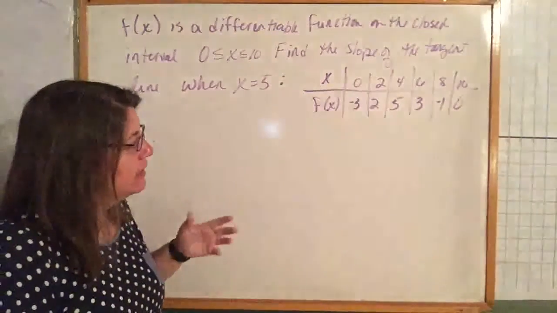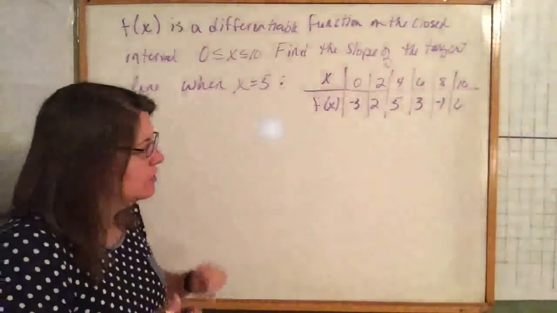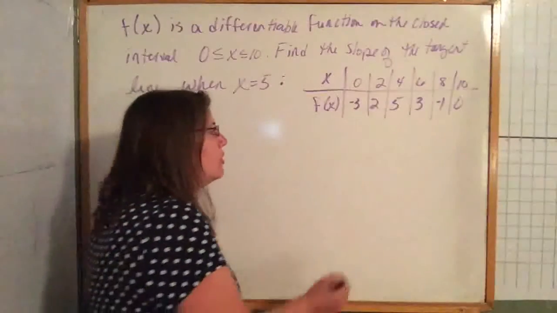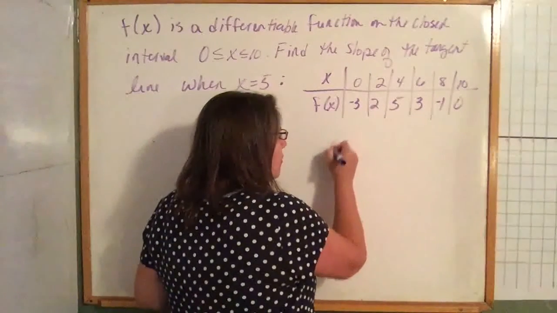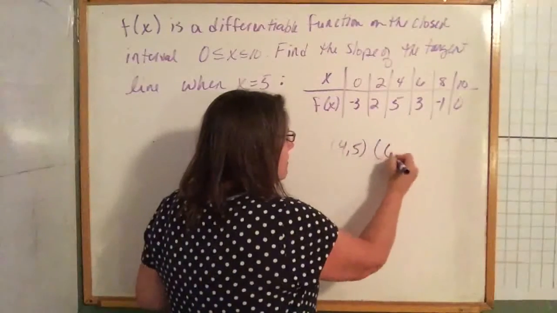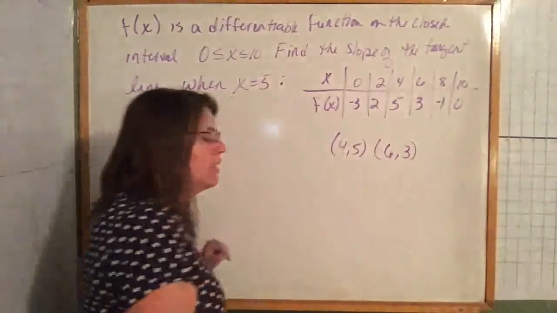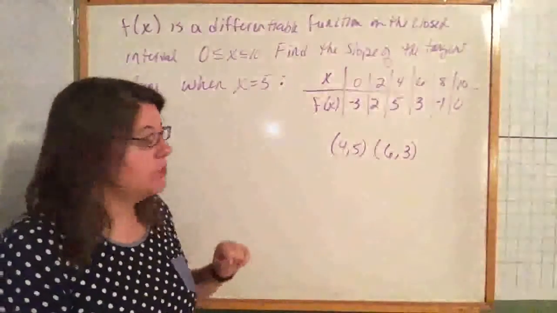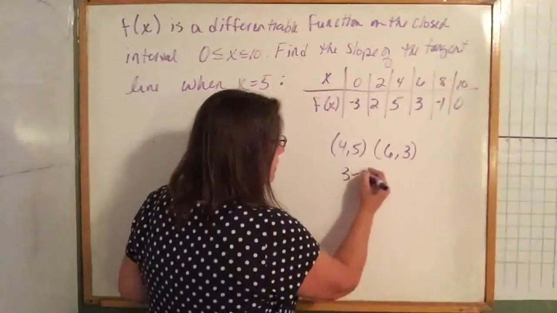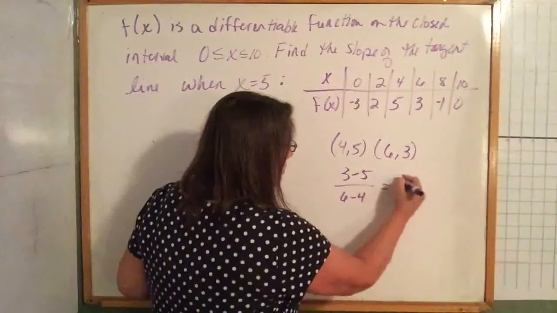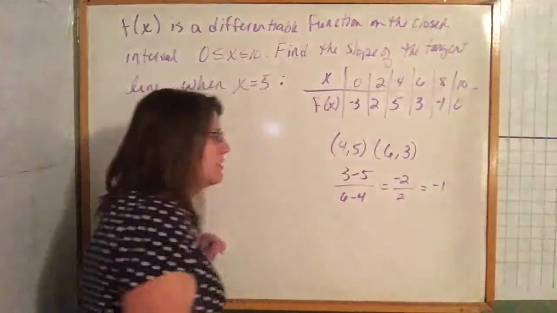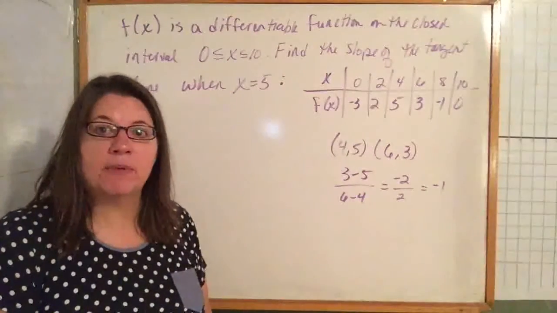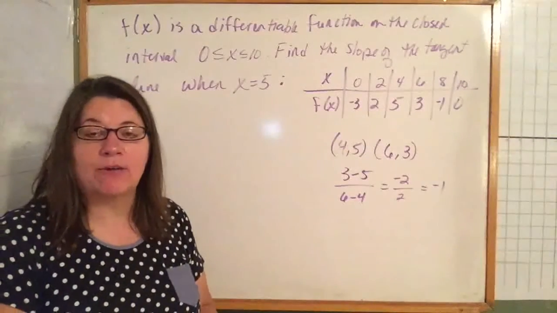So we can't find where 5 is exactly, but that's okay. We know x equals 5 is between 4 and 6. So what I'm going to do is use the ordered pairs (4, 5) and (6, 3). Since we know the derivative is the slope of the tangent line, and I can find the slope using those 2 points, that's what I'm going to do here. I'm just going to find that slope. So 3 minus 5 over 6 minus 4 is negative 2 over 2, which is negative 1. So the slope of the tangent line on that closed interval at x equals 5 is negative 1. That's the best estimate that we can do without knowing the exact function that we have.